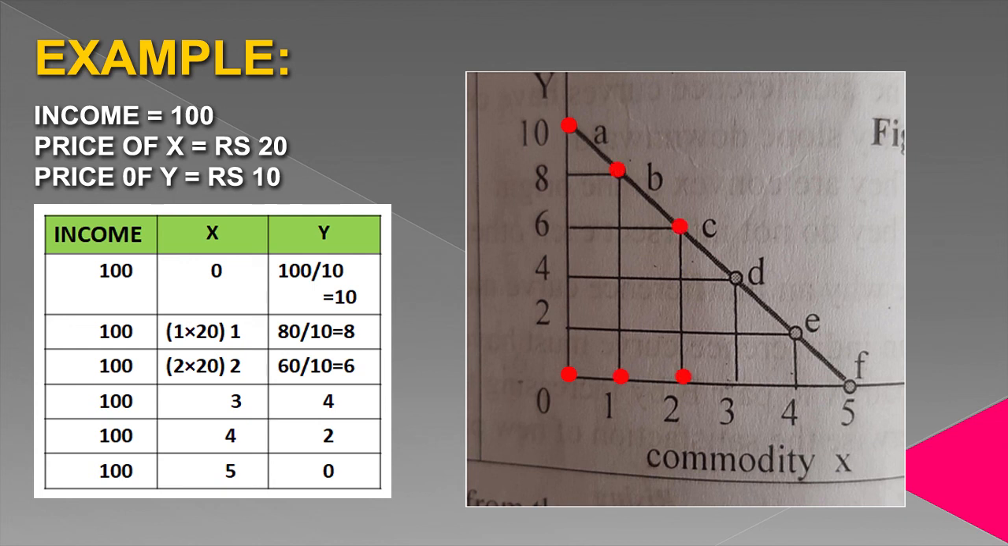With 2 units of X, consumption of Y becomes 6. With 3 units of X, consumption of Y becomes 4. With 4 units of X, consumption of Y becomes 2. And with 5 units of X, consumption of Y becomes 0. By joining these points, we get a line and that line is known as the budget line. Join the combinations A, B, C, D, E and F. You will get a line and this line will be known as a budget line.